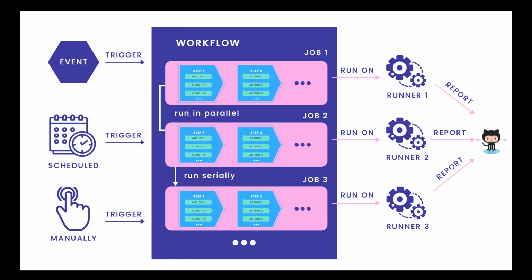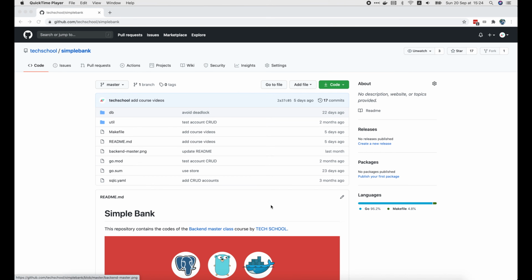Alright, now let's learn how to set up a real workflow for our Golang application so that it can connect to Postgres and run all the unit tests that we've written in previous lectures whenever new changes are pushed to GitHub. Okay, this is our simple bank repository on GitHub.